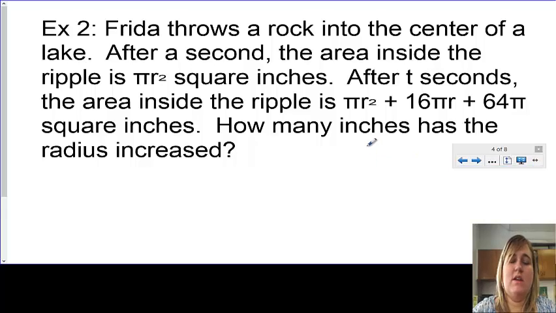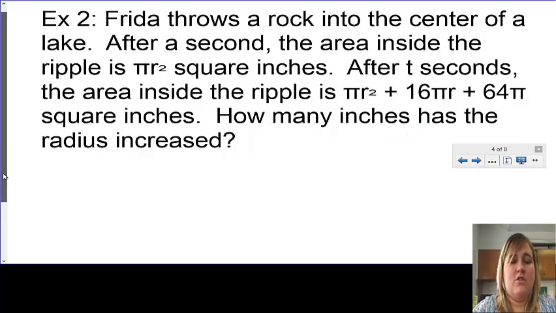Okay, on this one it says Frida throws a rock into the center of a lake. After a second, the area inside the ripple is pi r squared square inches. After t seconds, the area inside the ripple is pi r squared plus 16 pi r plus 64 pi square inches. How many inches has the radius increased?